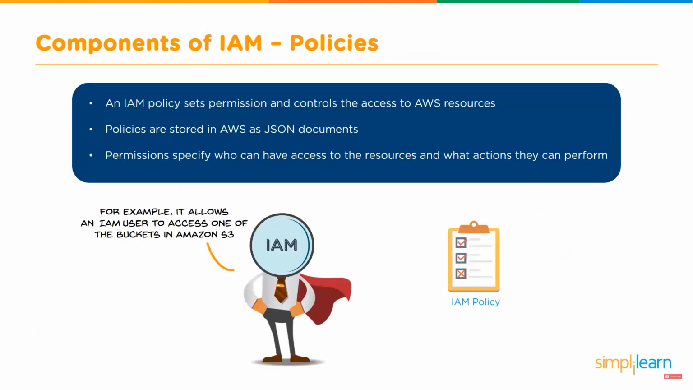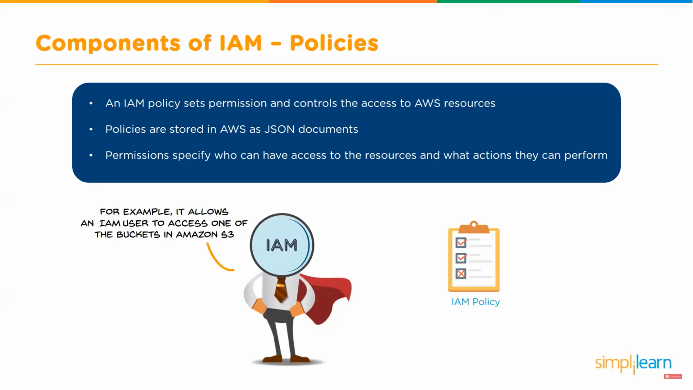Alright, the next thing we would want to discuss is policy. A policy sets permission and controls the access to AWS resources. And these permissions and controls are stored in JSON format. A policy is a very clear document. It defines who has access to a resource and what actions they can perform.